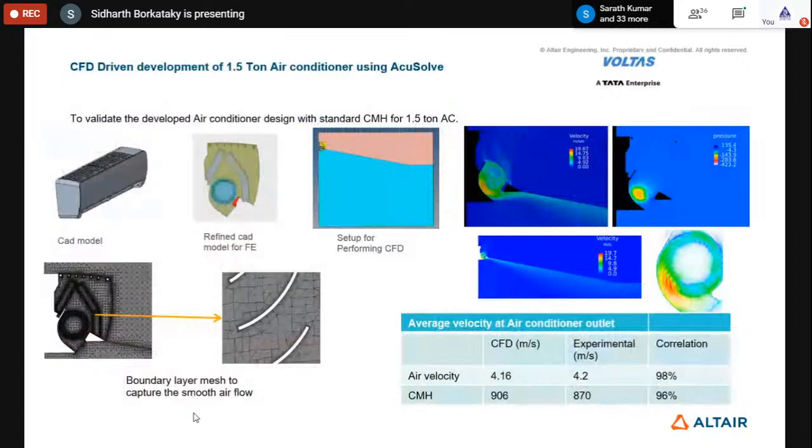This is for an AC, where you can see the blower inside an AC and how effectively it is able to throw air across a large room under certain conditions, and how close we are to the CFD results. Experimental results are also shown, with the correlation reaching very good levels.